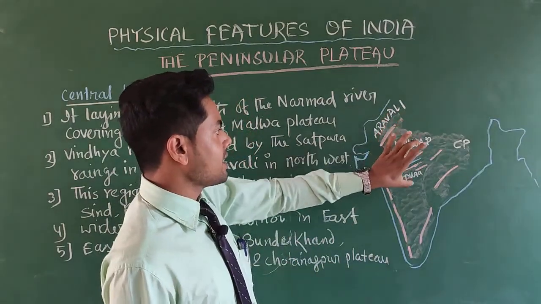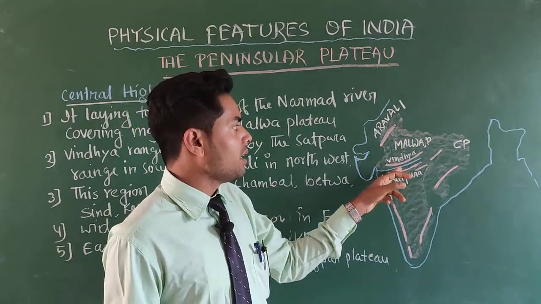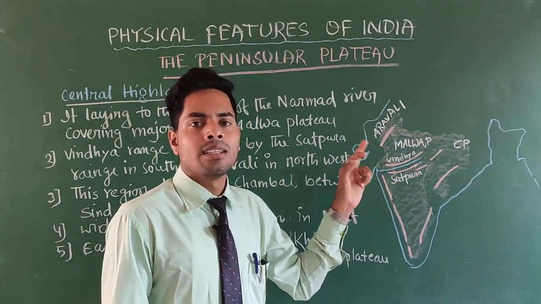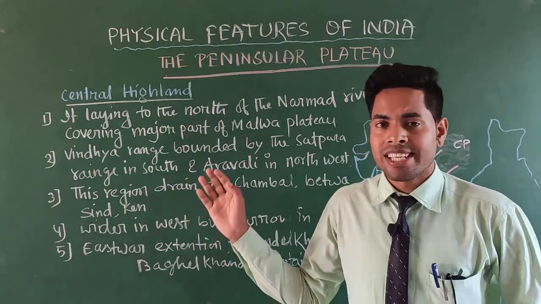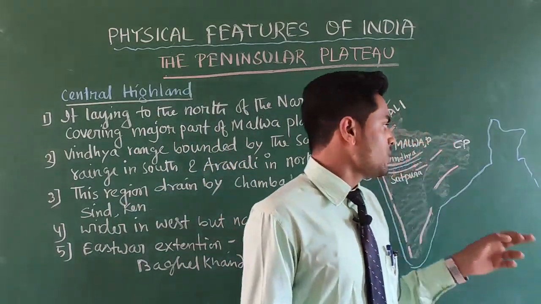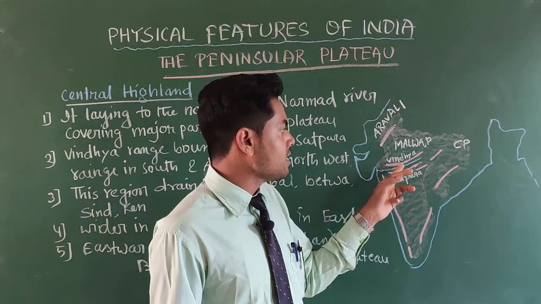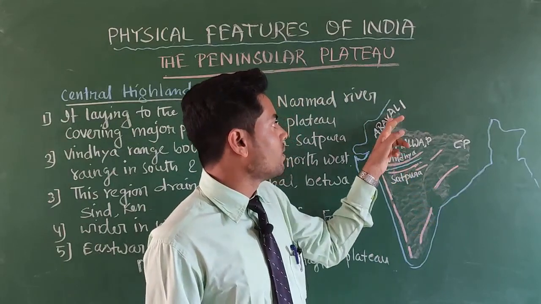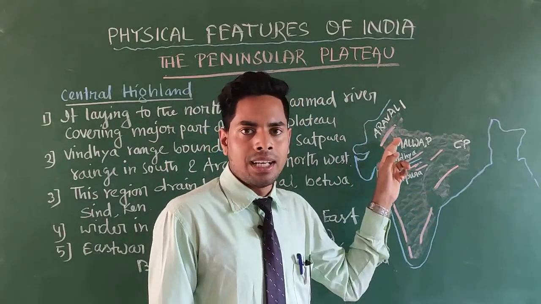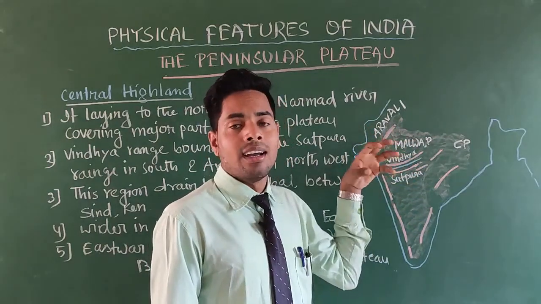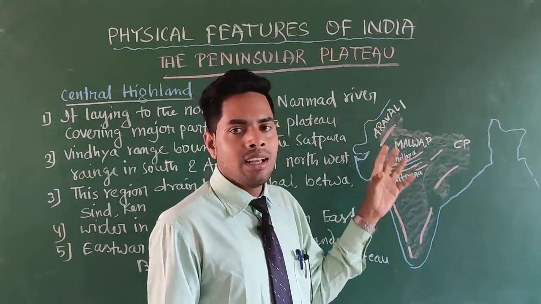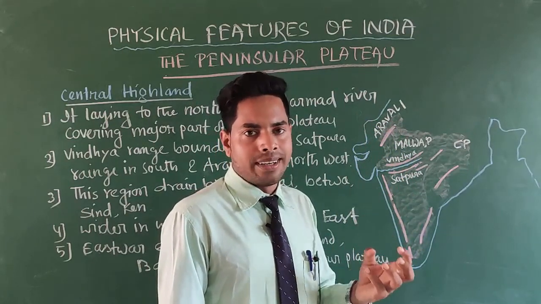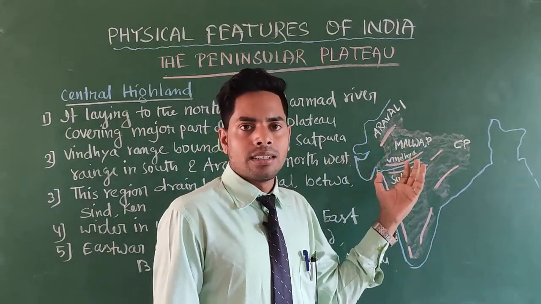This Central Highland, just see, lies just north of the Narmada river, and the major part of the Malwa Plateau is known as the Central Highland. And you see, it's the Vindhya range. The Vindhya range is bounded by the Satpura range in the south, and in the northwest it is bounded by the Aravalli range. When we cross the Aravalli range, we reach the rocky desert surface, known as the Thar desert, after the Aravalli range.